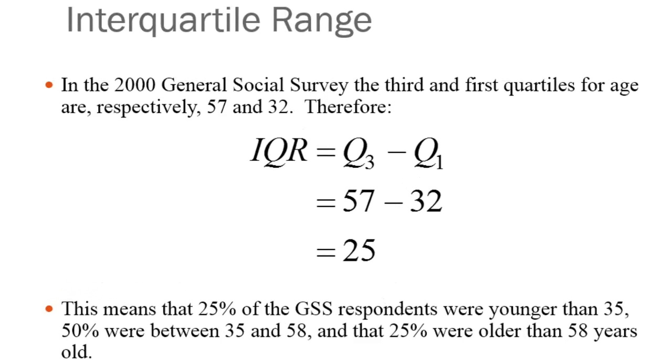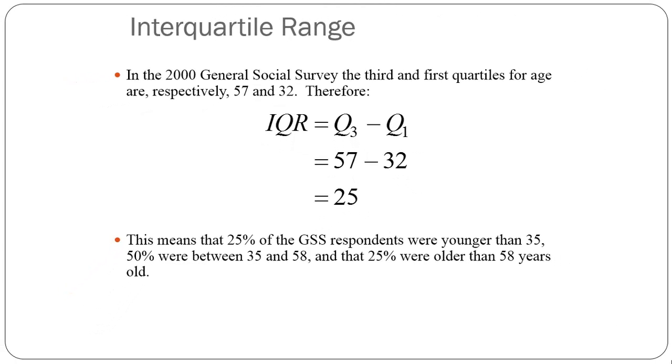In the 2000 General Social Survey, looking at the variable age, I've calculated the third and first quartiles. Remember, that's also equal to the 75th and 25th percentiles. The third quartile is 57 years old, the first quartile is 32 years old, and the distance or range between those two values is 25 years. That means that half of the people in the year 2000 GSS were within 25 years of the average age, the median age.